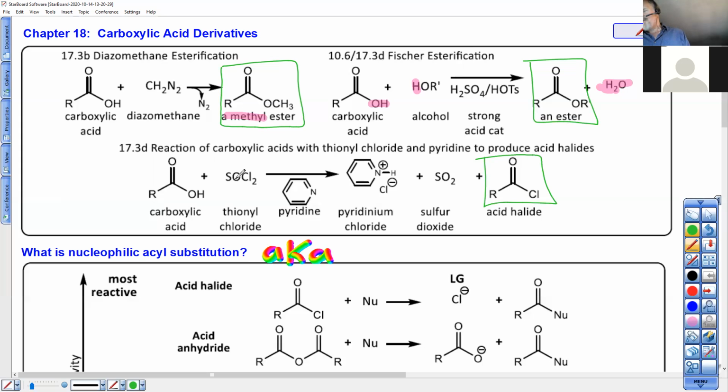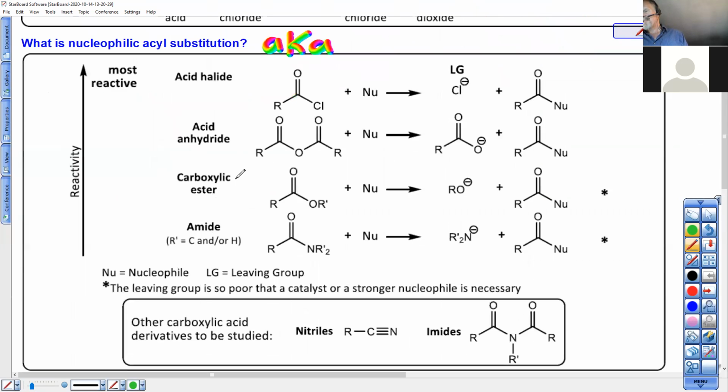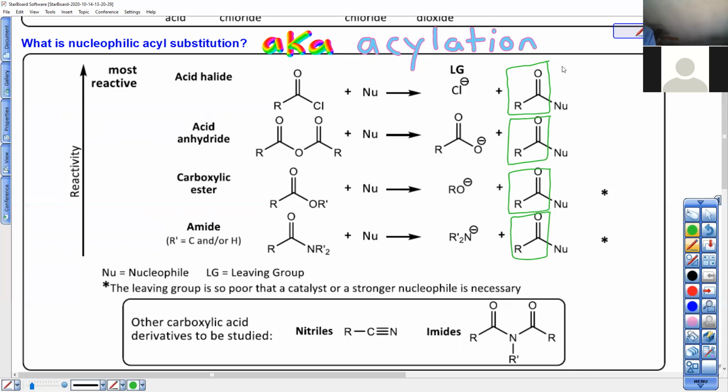A main focus reaction in this chapter is called Nucleophilic Acyl Substitution. You can give it the more generic name acylation. Both of those present a problem if we don't know what acyl is. Acyl groups are carbonyls attached to something. The R has to be C or H. And all of these have the same acyl group.